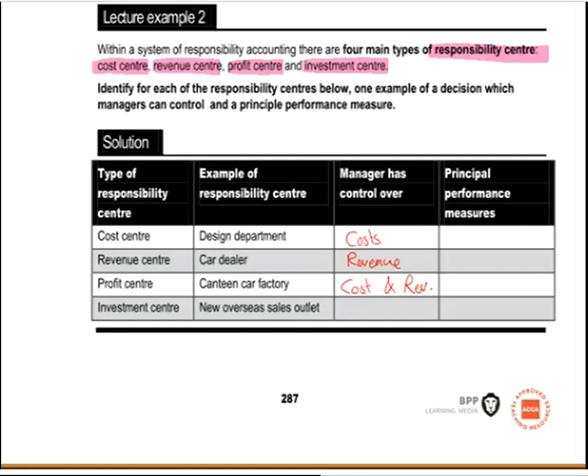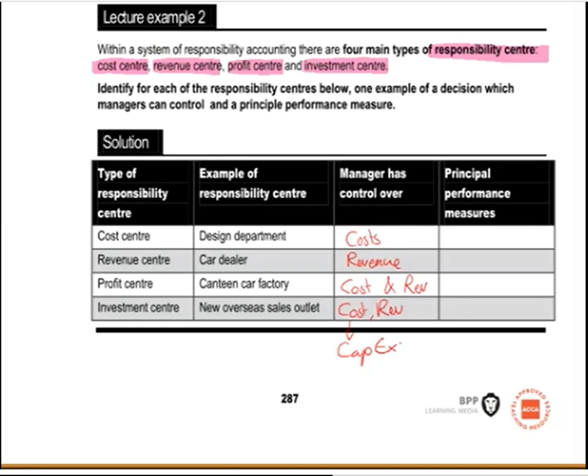So the canteen and the car factory is given as an example here. We can control the cost of the food that we're buying for the canteen and encourage factory workers to come and eat in the canteen by offering a tasty menu. Investment centres. Here we have the most control, the most responsibility of all of our managers, controlling the costs, the revenues, and our capital expenditure as well.